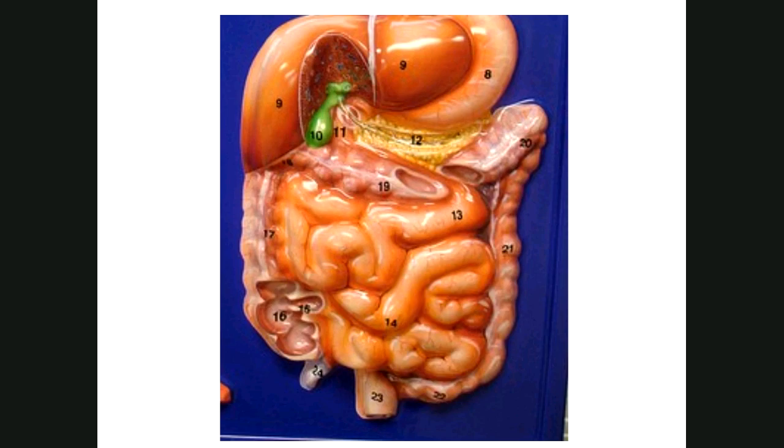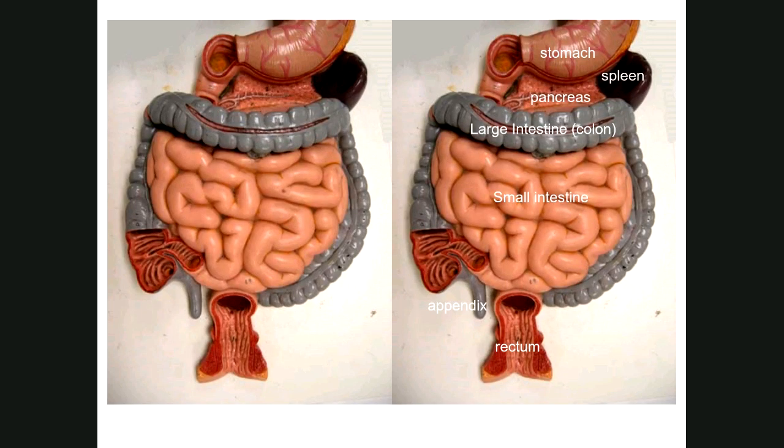Here's a model that sort of shows the same thing. So here's the small intestine. Here's another model basically showing the same thing. This is the one we saw in the beginning. So right here is where that pyloric sphincter is. That's the pyloric sphincter right there. And if you follow it to the end, right here is this ileocecal valve.